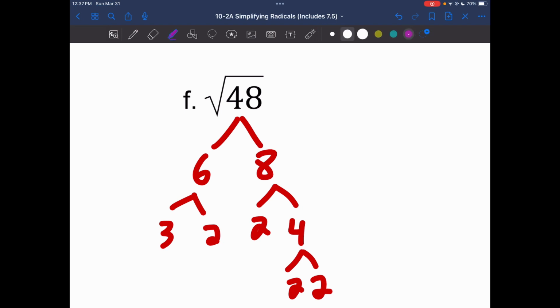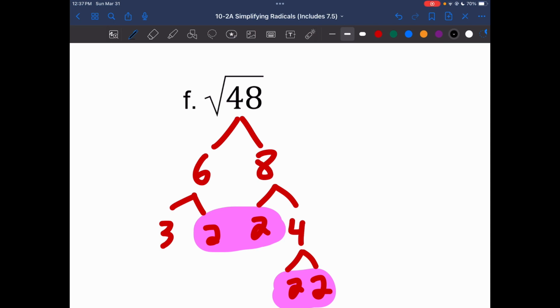So now if I'm looking for my pairs of common factors, I have a pair of 2s there, and I have a pair of 2s there. I suggest you use a highlighter because it helps you visualize which factors are being used and which are not. You could also circle them or put a box around them, something like that.